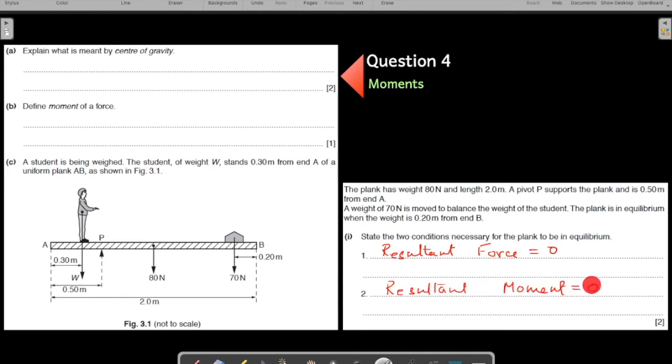It's the same thing, right? Even if you are saying clockwise moment should be equal to anti-clockwise moment, it means that the resultant moment is 0. Why?